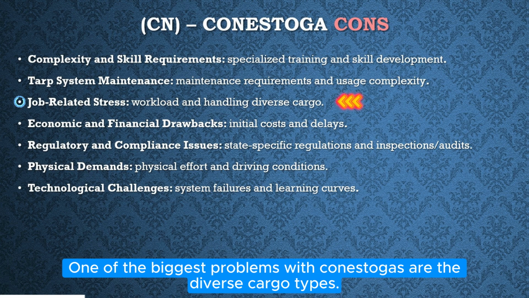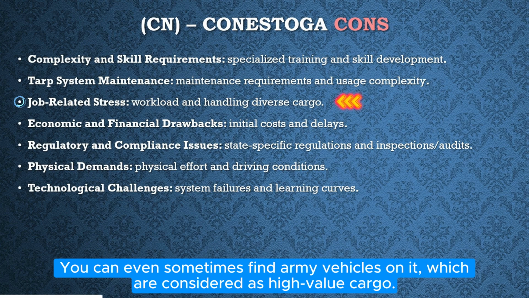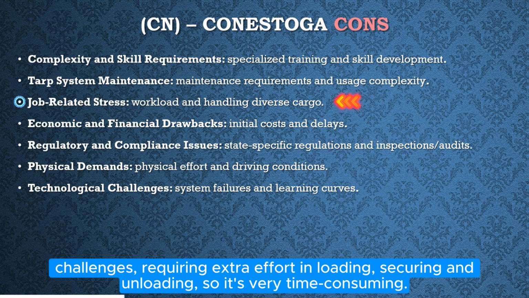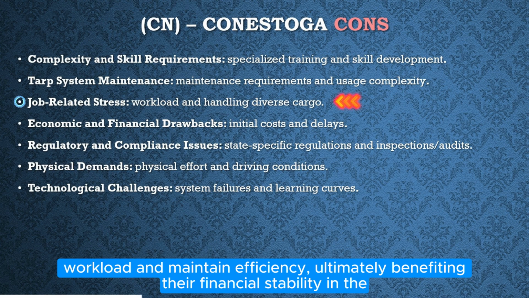One of the biggest problems with Conestogas are the diverse cargo types. For example, it's not too far-fetched to see a helicopter being fixated on a Conestoga. You can even sometimes find army vehicles on it, which are considered as high-value cargo. Handling diverse cargo types, including bulky or irregularly shaped items, presents further challenges, requiring extra effort in loading, securing, and unloading. So it's very time-consuming. By understanding and preparing for these challenges, a trucker can better manage their workload and maintain efficiency, ultimately benefiting their financial stability in the long run.